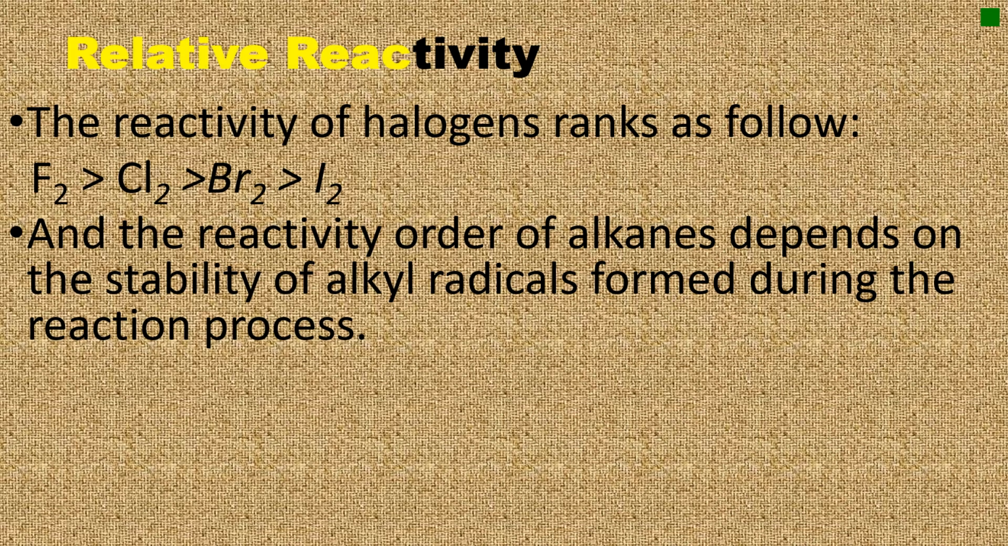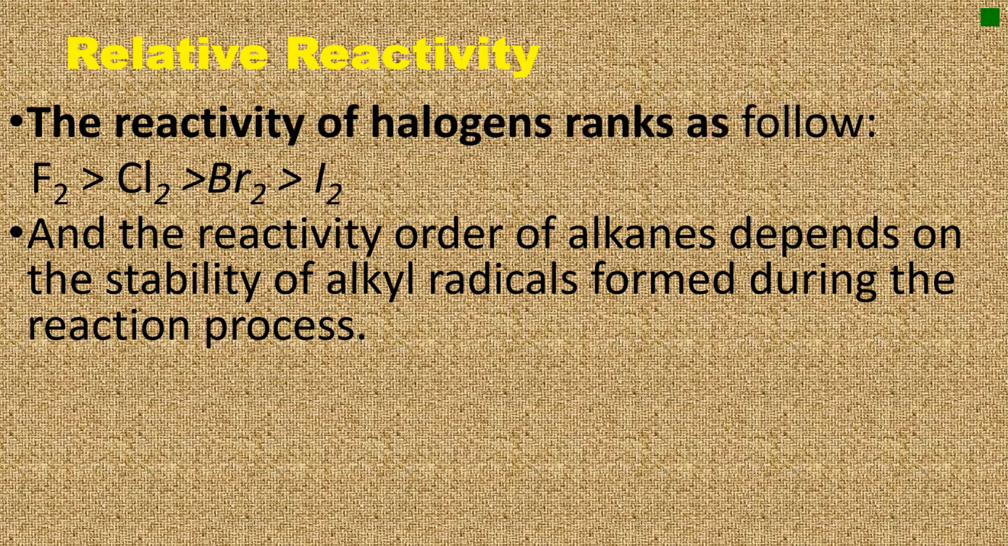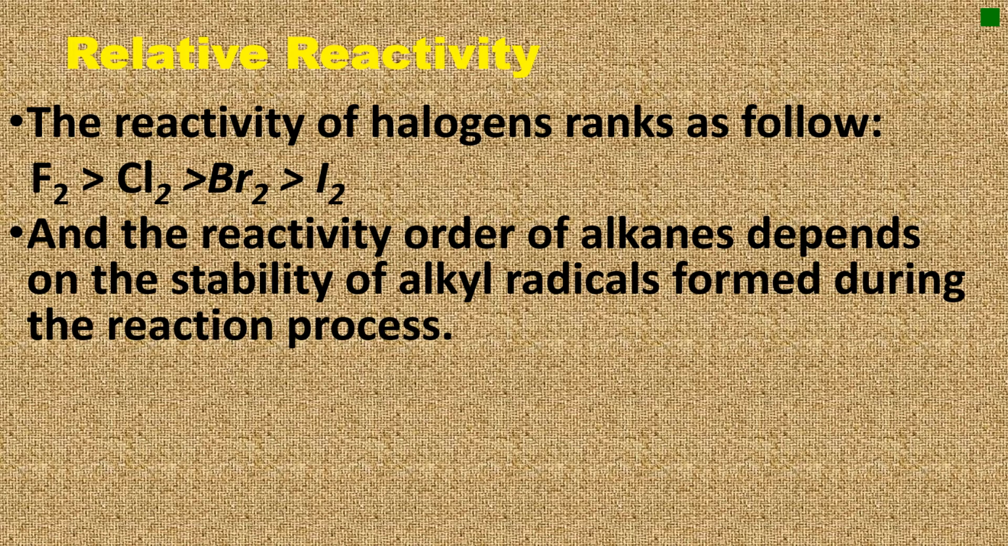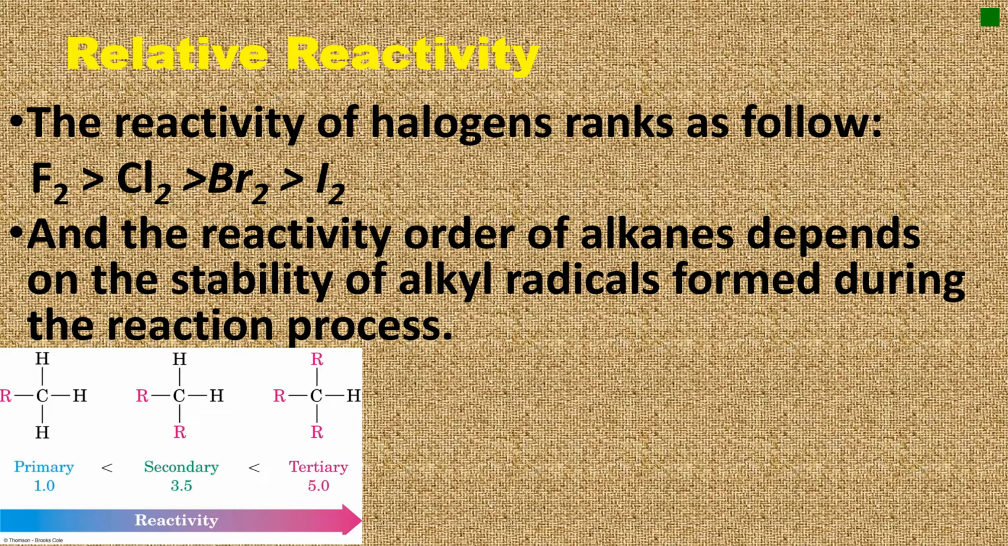Relative reactivity. The reactivity of halogens ranks as follows. Fluorine is the most reactive, while iodine is the least reactive. Fluorine is the most reactive because it is the most electronegative, while iodine is the least reactive because it is the least electronegative. And the reactivity order of alkanes depends on the stability of alkyl radicals formed during the reaction process. Let us use these examples.